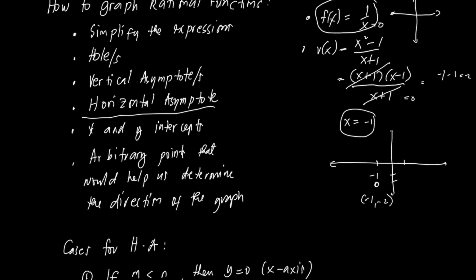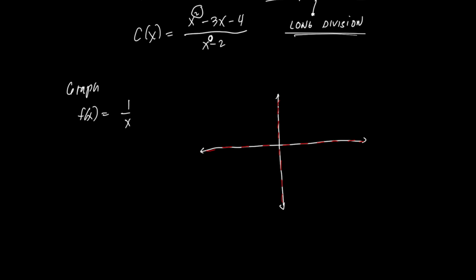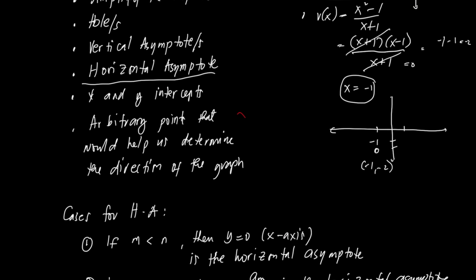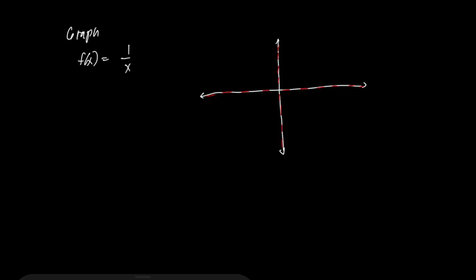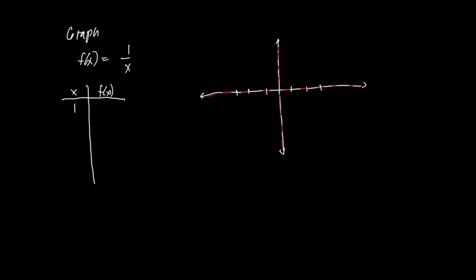Now, is there an x and y intercept? In this case, no, since it does not touch the x-axis and the y-axis. So basically, it has no x and y intercept. Now, the next step would be locating arbitrary points. You can have arbitrary points here like 1, 2, 3, -1, -2, -3. Then just substitute. So we have x, f of x.